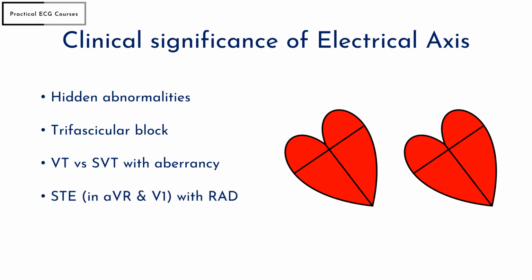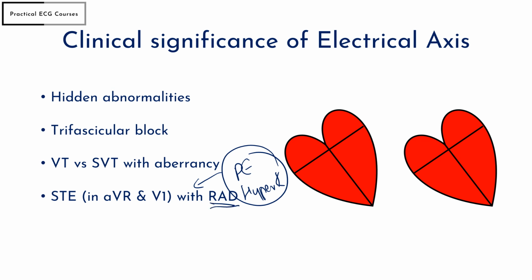Now, if you have a patient with an ST elevation in the right side at leads like AVR and V1, and the patient also has a right axis deviation, then it is extremely unlikely to be an acute STEMI. It is more likely to be either a PE or a hyperkalemia. PE and hyperkalemia are notorious for producing ST elevations in the right sided leads with the right axis deviation.